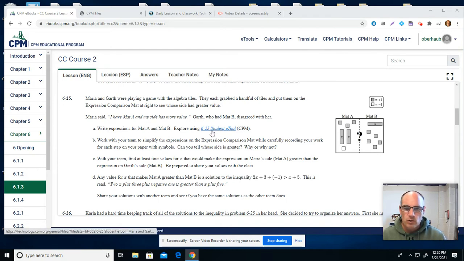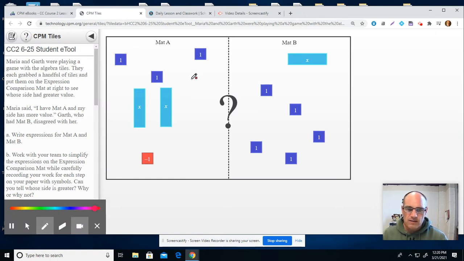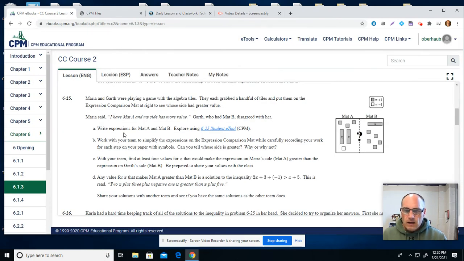So I'm going to click this tool, and the first thing they want us to do is write an expression for this. So go ahead and click that. So my expression for this is going to be, I'm going to actually write it down here. I have two positive x's and I have three positive ones and I have a negative 1. On this side, I have a positive x and I have 5 positive 1s. So I wrote down the original expression. All right. So I did that.